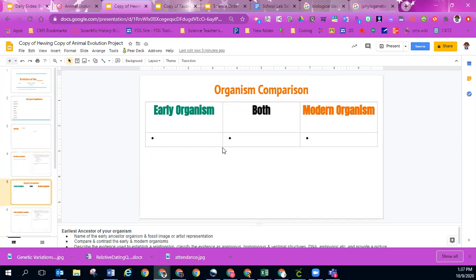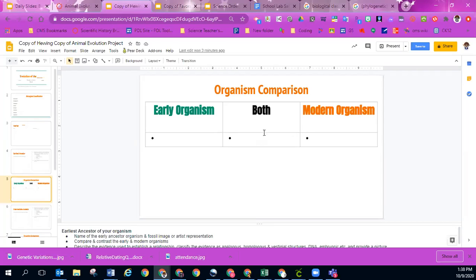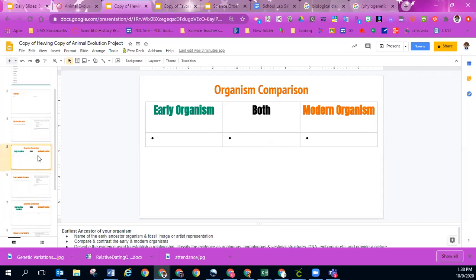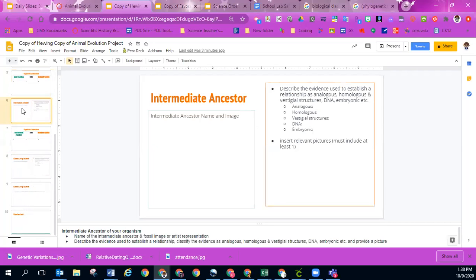Slide 5 is somewhat of a Venn diagram. Sometimes the image that we had in there at first was a little difficult to use, so I just made it into a graph. So you're going to list the information about early organisms here, the modern organism here, and then whatever they both have in common goes here. So this is like the middle part of your Venn diagram, but this one will be a little easier for you to type in.